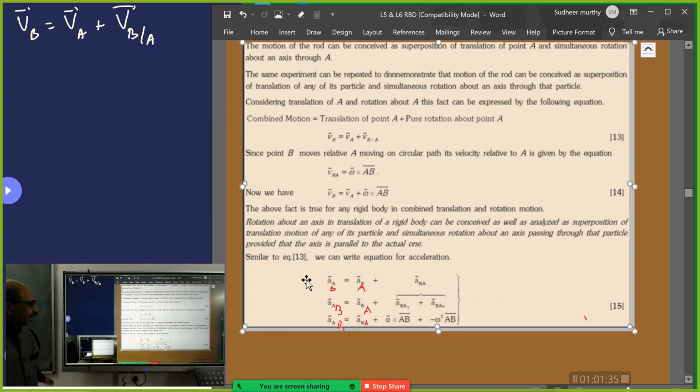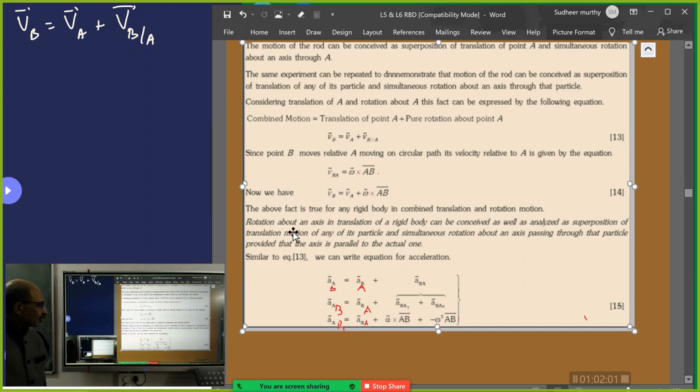Now the abstraction here, you see. Rotation about an axis in translation of a rigid body can be conceived as well as analyzed as a superposition of translation of any of its particles and simultaneous rotation about an axis passing through that particle, provided that axis is parallel to the actual one.